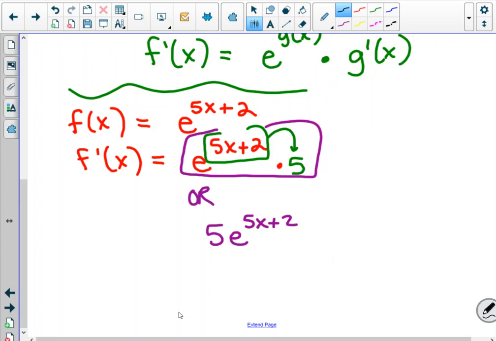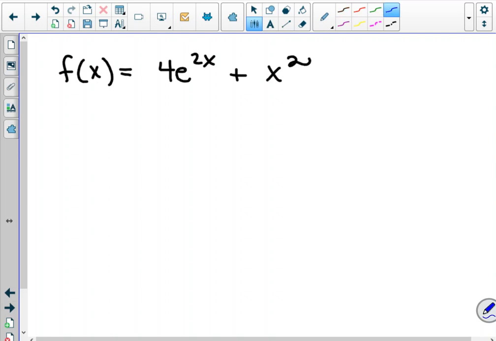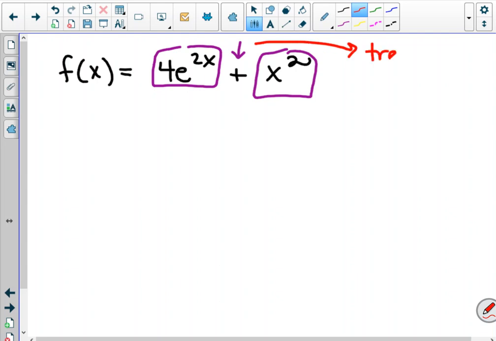Now, the other derivative rules that we've learned are still going to be in effect. So if I happen to have a sum or difference of two functions, when I want to take the derivative of that, I'm going to think about each piece kind of as its own entity. That's what we always do when we have a plus or a minus between functions. We essentially treat each function separately.